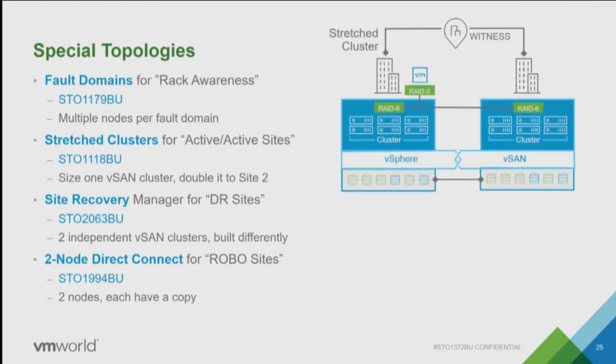Stretched clustering is the idea of active sites. One cluster across 2 physical sites. We use a witness at a 3rd site because of split brain protection. If site A can't see site B, you don't want them booting the same VM, making different writes. So we use a small witness. It's a VM. It can run in the cloud, it can run at your remote sites, it could run at a different data center, it can run in a phone closet. I've seen it in all kinds of places. It is a simple VM and very easy to manage and use that way.